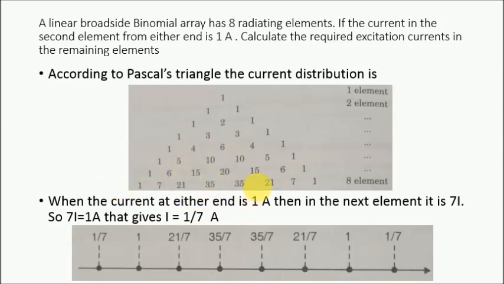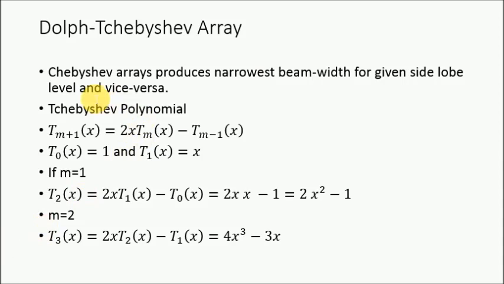We can also find out the binomial coefficient using a binomial formula. Now the next antenna is the Dolph-Chebyshev array. So basically, in the design of linear in-phase antenna arrays of non-uniform amplitude, Dolph used the Chebyshev polynomial, and hence the joint name is Dolph-Chebyshev arrays.